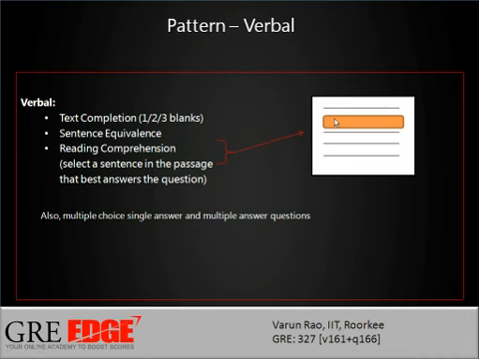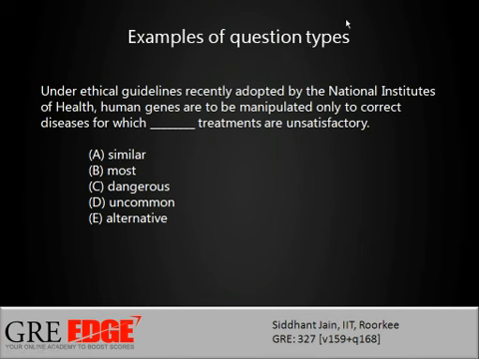Now before we begin, I'll show you an example of a GRE question. Let's see how many of you are able to answer this question correctly. Now this is a text completion single blank question. Under ethical guidelines recently adopted by the National Institute of Health, human genes are to be manipulated only to correct disease for which dash treatments are unsatisfactory.